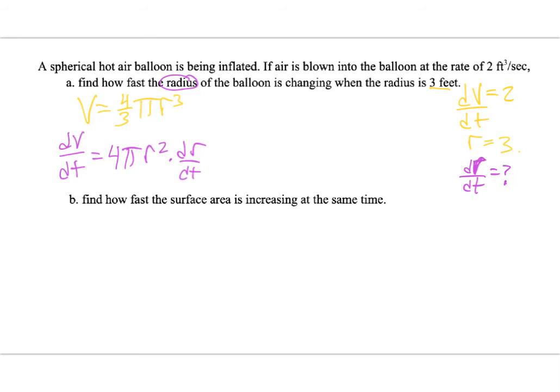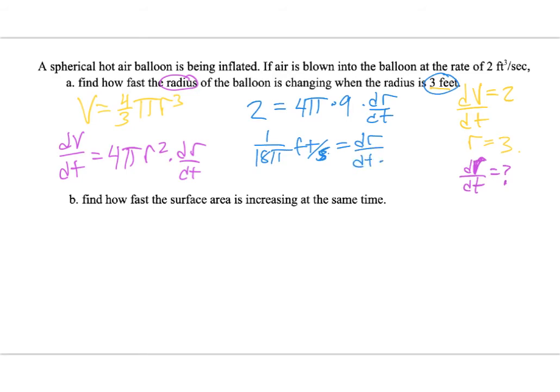We've got 2 is equal to 4 pi. The radius is 3 feet, so times 9 dr/dt. That gets us 2 over 36, which is 1 over 18. 1 over 18 pi feet per second, I wrote 3 instead of second, is equal to dr/dt.